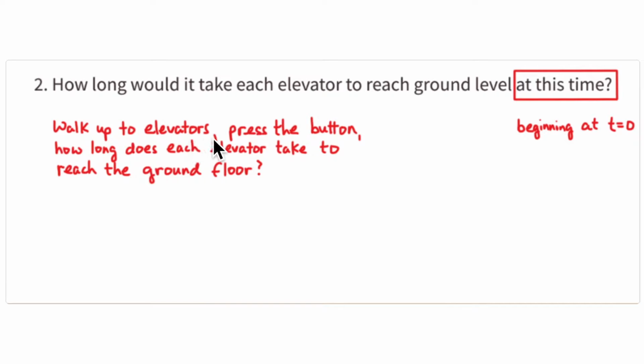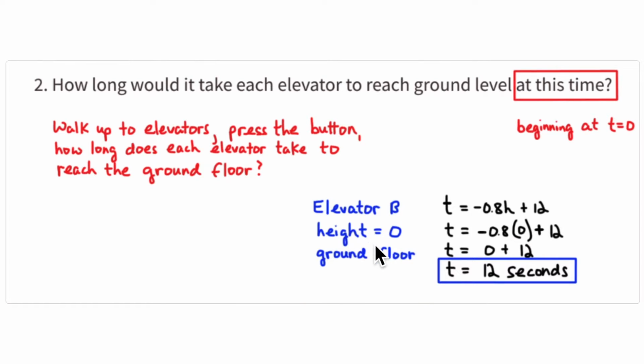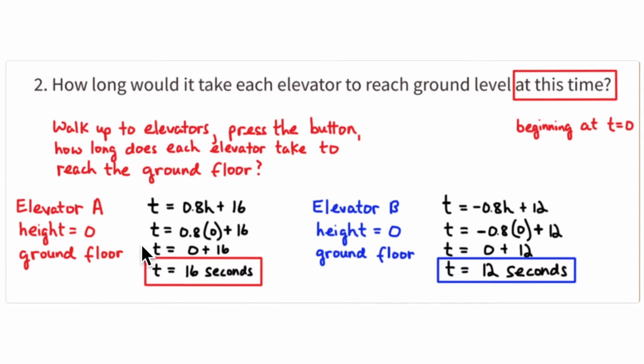So you walk up to the elevators, press the button. How long does each elevator take to reach the ground floor? Well, elevator B, pretty simple calculation here. The height is 0, ground floor, so this just goes away. This becomes 0, and you're left with 12 seconds. Elevator A, the height is 0, so this becomes 0, 8/10 times 0 is 0. So you're left with these 16 seconds.